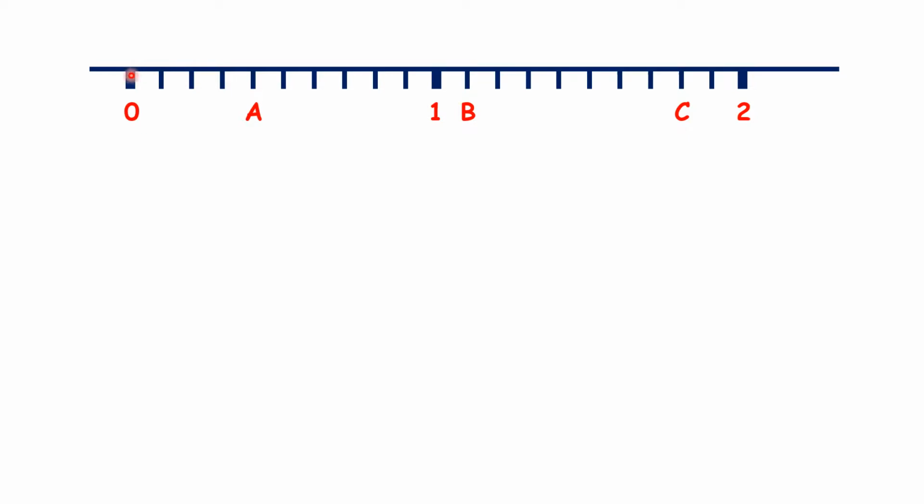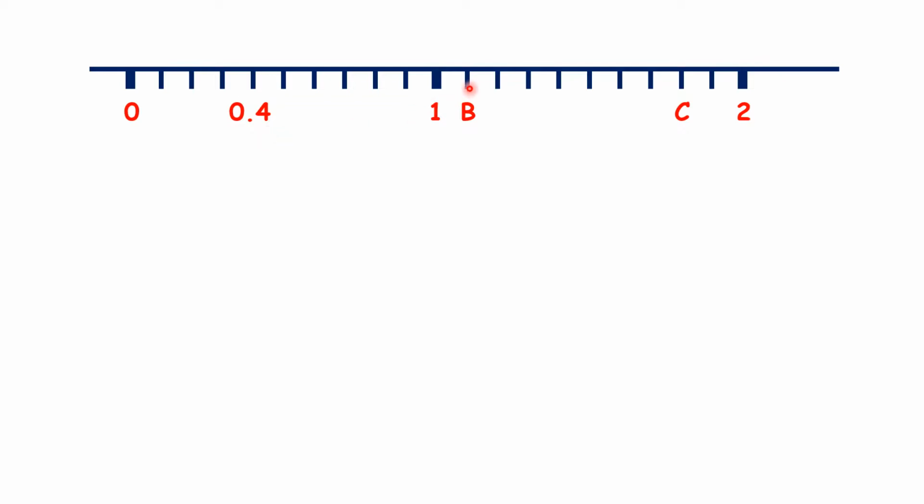Now A is 4/10 of the way along the line, and we can write that as a decimal because we know that 4/10 is 0.4. The tenths place value column is the first column after the decimal point.